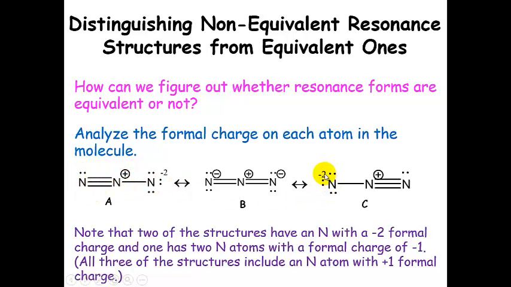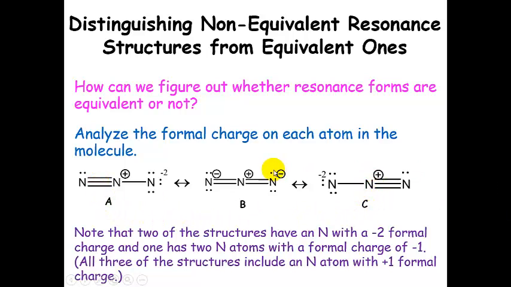Now notice, we just have the mirror image over here with structure C. Okay? So those two resonance forms are equivalent. The formal charges are the same, the bonding pattern is the same. And in the real bonding picture, these two would contribute equally.